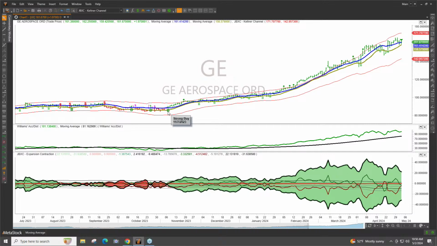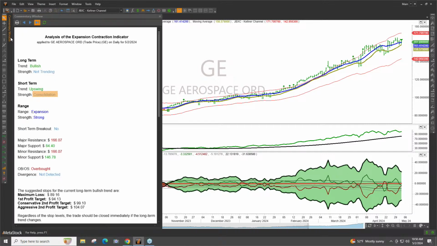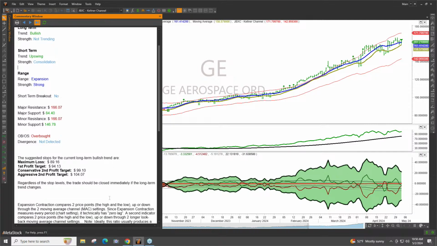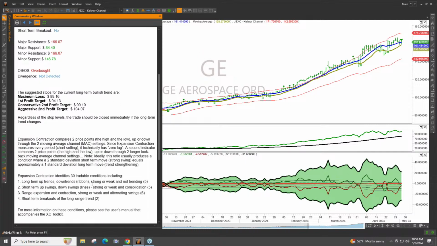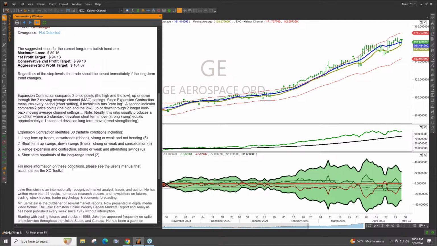So if I'm in a long trade though, what I want to know is where my stops are going to be. Those aren't listed on the chart like you were asking earlier, David, but they are listed right here. So my maximum loss would be 89.16, our first profit target would be 94.13, conservative, and those are all listed for you, and those will be updated as well. In addition to that, we have some more information that talks a little more about how that works.